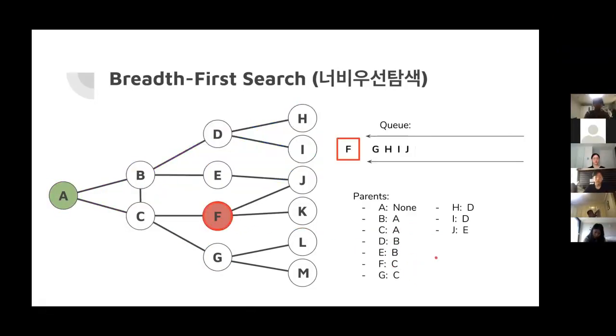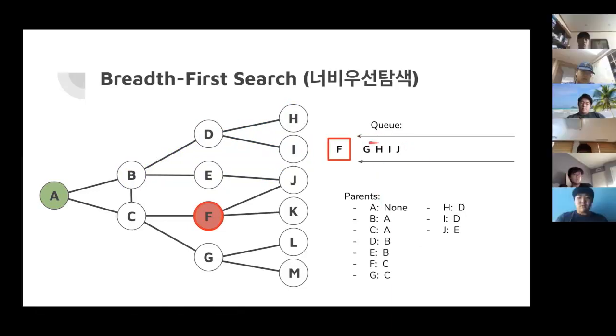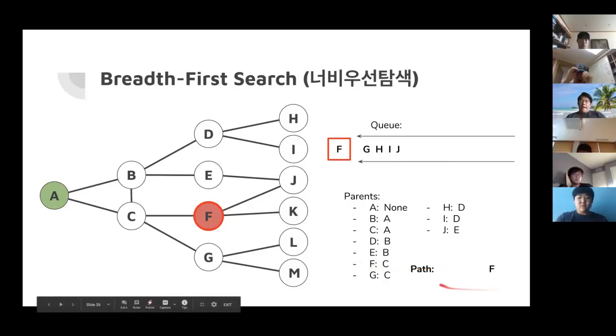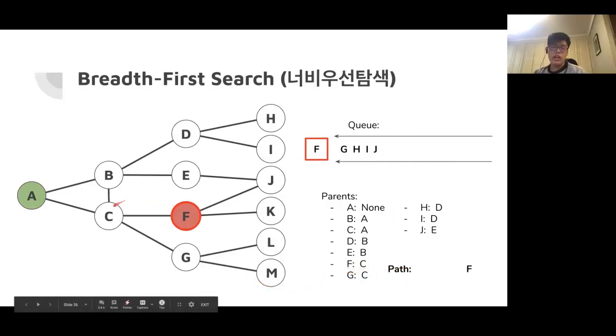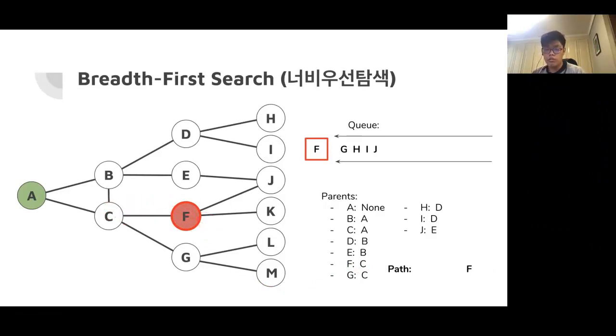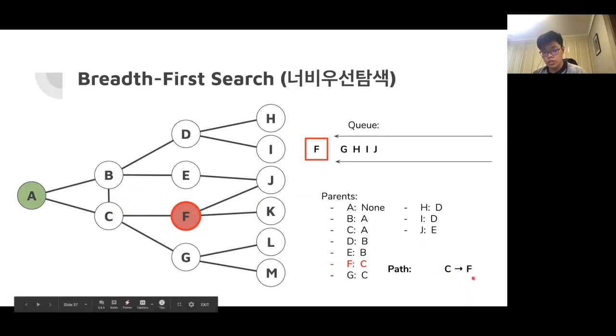So now, after we get F from the queue, we can look at the parents of F, right? So we first start at F. What's the parent of F? Well, the parent of F is C. So we know that in order to get to F, we have to get from C to F. C is the parent of F, which means that we can go from C to F. So then the path would become C to F.